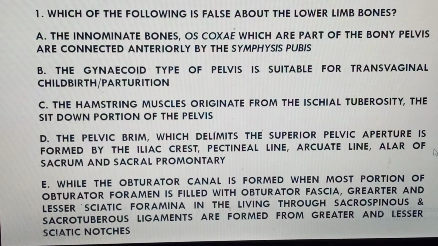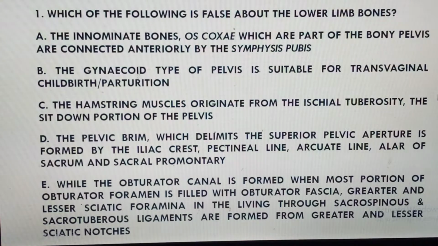Now, option B says, the gynecoid type of pelvis is suitable for transvaginal childbirth or parturition. This is a very true statement. We will get to know that apart from the gynecoid, we have the android, the anthropoid, and the platypelloid types of pelvis. But the most suitable one for childbirth through the vagina will be the gynecoid type of pelvis. And we look at those important features.